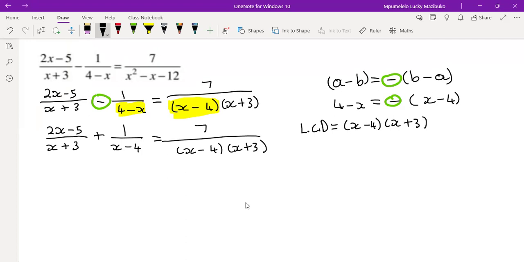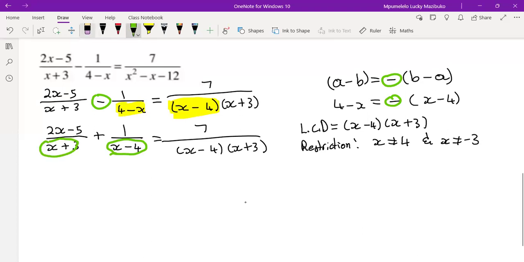The next step is to write your restrictions. So your restrictions should be x cannot be positive 4, because if that's the case, then this particular thing will be 0, and x cannot be a negative 3, because if that's the case, then this here would be 0. So that's a problem, or any of these would be 0, and that's a problem as well, because it will give us an undefined answer.